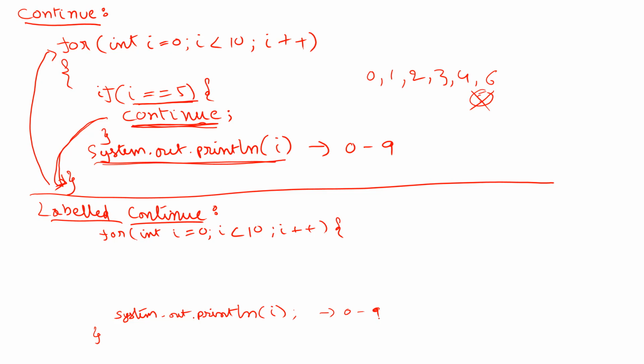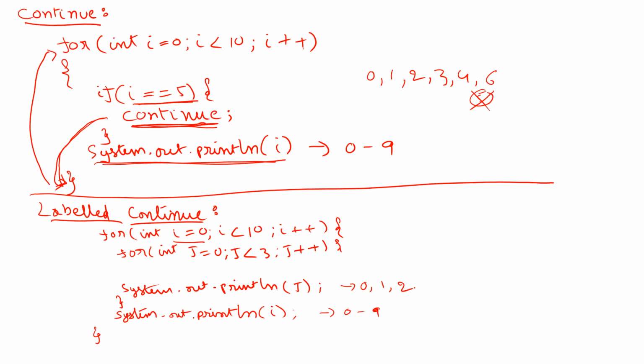Now I have another for loop inside this for loop. So for, I will say int j = 0; j < 3; j++, and I will print System.out.println(j). That means when the value of i becomes 0, j prints 0, 1 and 2. When the value of i becomes 1, then j prints 0, 1, 2 again. Now let's say when the value of i becomes 5, I am saying if (i == 5).